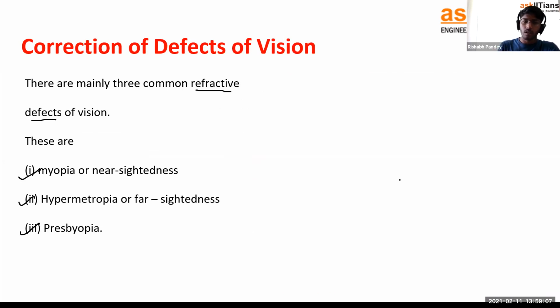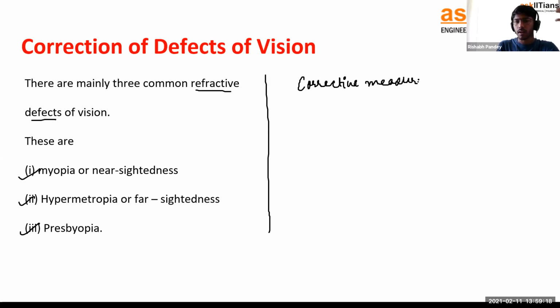The problem is, if I want to talk about the corrective measures, how to rectify this. Obviously we can rectify this by using proper lenses, like a concave lens or a convex lens, depending upon the situation and what power of lens is needed.